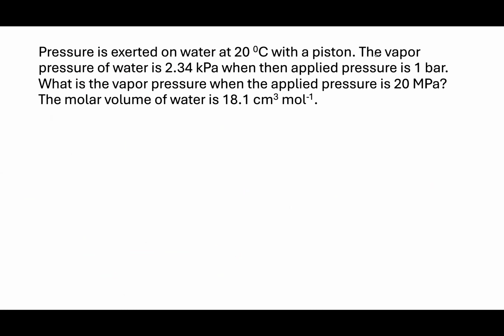We have a pressure exerted on water at 20 degrees Celsius with a piston. The vapor pressure of water is 2.34 kilopascals when the applied pressure is 1 bar. What is the vapor pressure when the applied pressure is 20 megapascals? A few things we need to do in order to get things prepped. Obviously, 20 degrees Celsius is not going to work. We need to have 293.15 Kelvin.